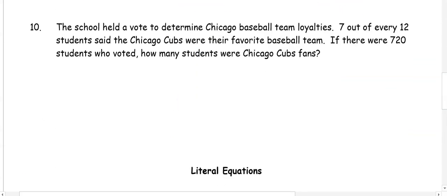In number 10, the school held a vote to determine the Chicago baseball team loyalties. 7 out of every 12 students said the Chicago Cubs were their favorite baseball team. If 720 students voted, how many of them are Cubs fans?